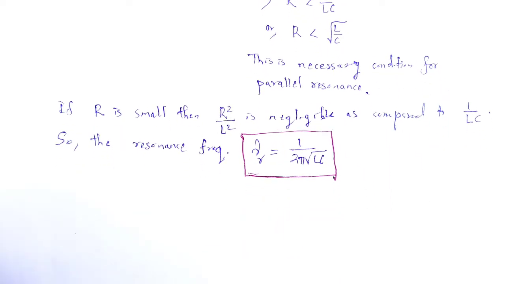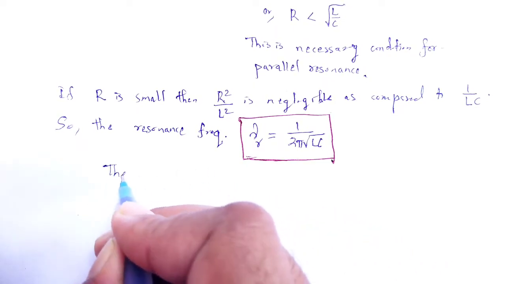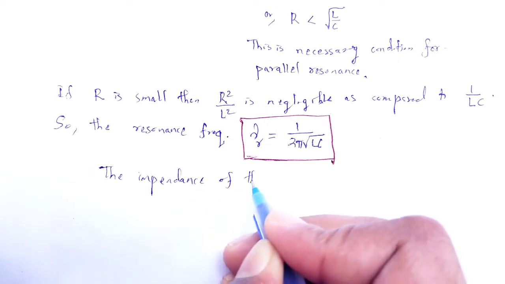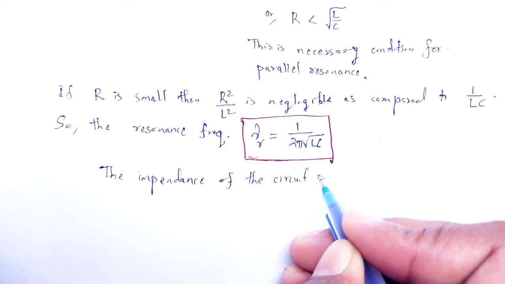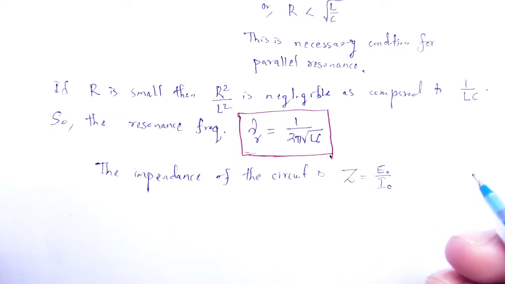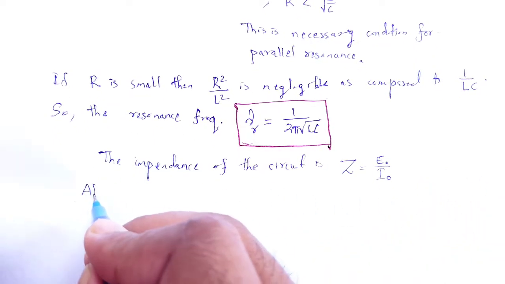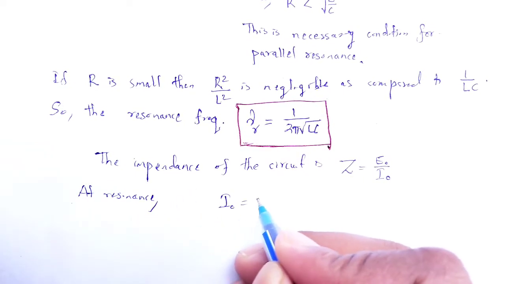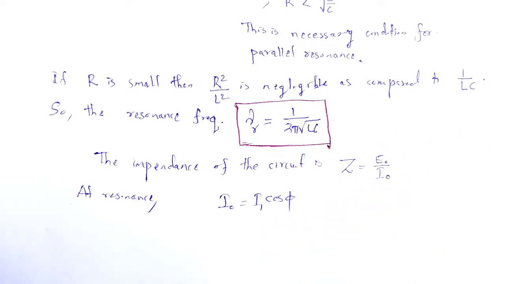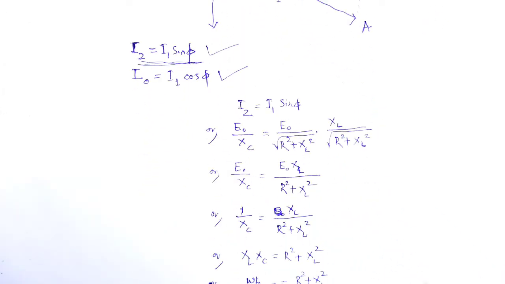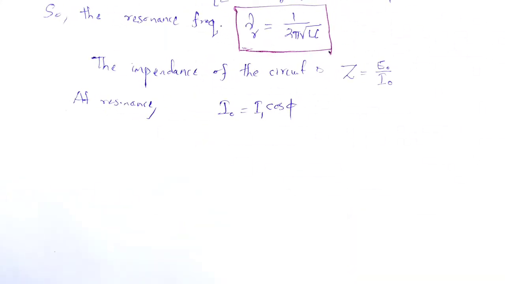The impedance of the circuit. Now the impedance of the circuit is Z is equal to E naught by I naught. At resonance, I naught is equal to I1 cos phi, that is the second condition. Here I2 is equal to I1 sin phi as you derived. Next I naught is equal to I1 cos phi.